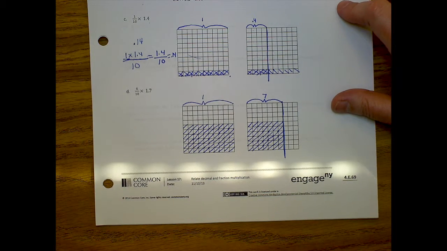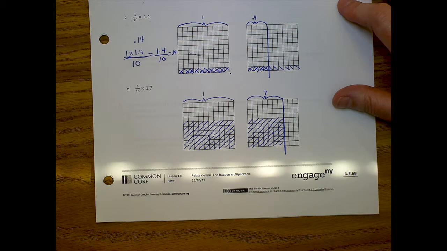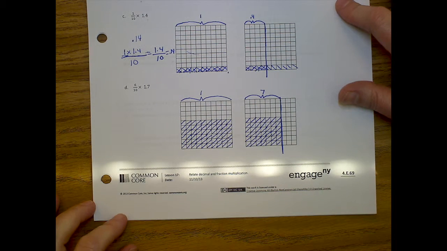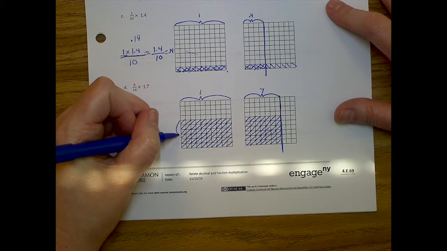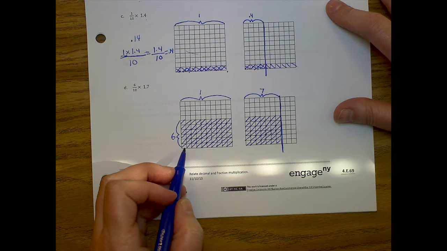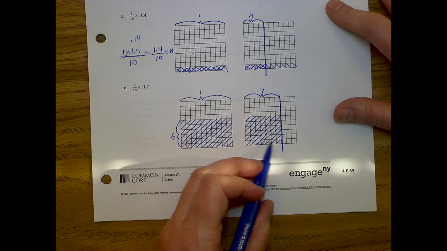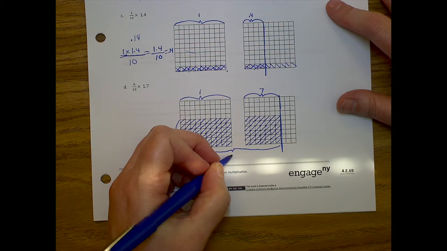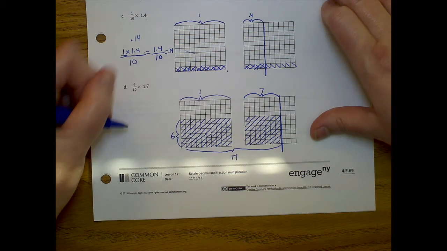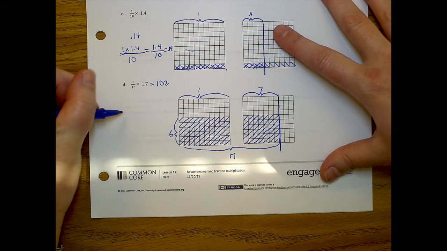How many boxes have I colored in all together? 102. You can find that out by saying there's 6 here times 1, 2, 3, 4, 5, 6, 7, 8, 9, 10, 11, 12, 13, 14, 15, 16, 17. You could do it that way, or you could just count them all up. So we get 102. Let's see if we're right.